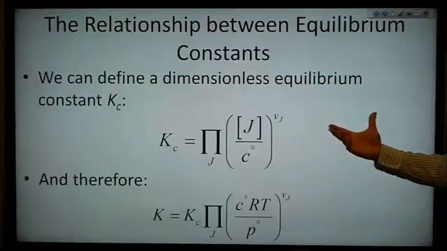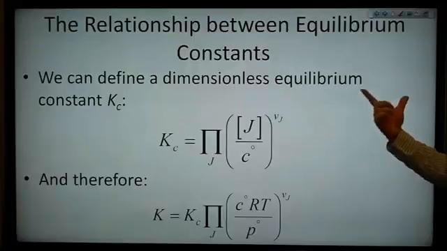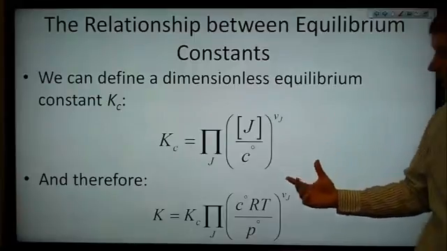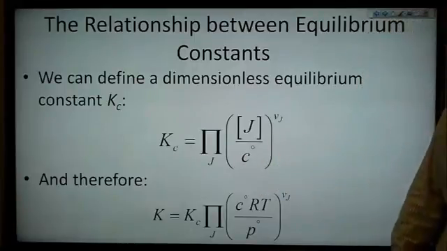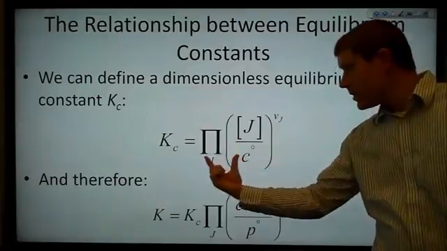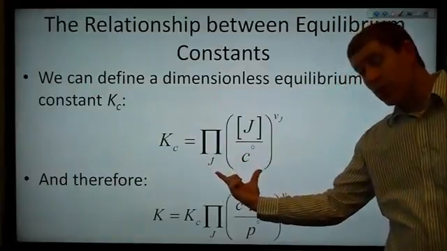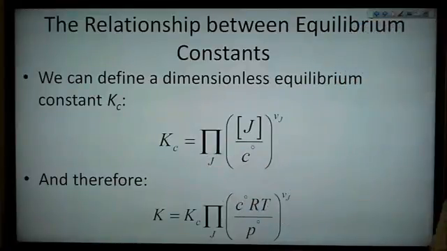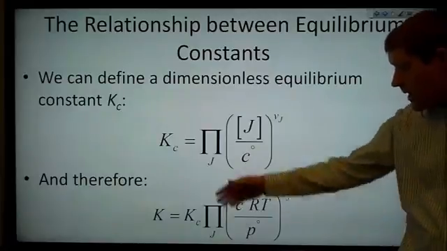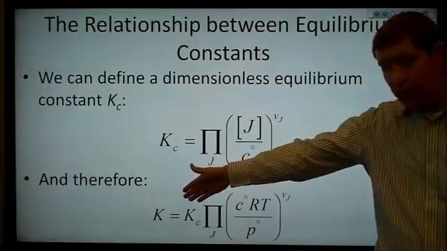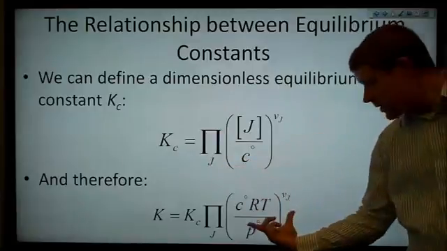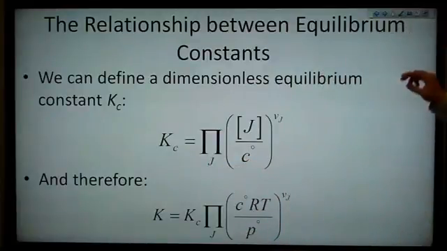And now we can define our dimensionless equilibrium constant, Kc, like this. So now we have Kc is equal to that first product term that we had on the last slide. And now our equilibrium constant K is equal to Kc times the second product term.